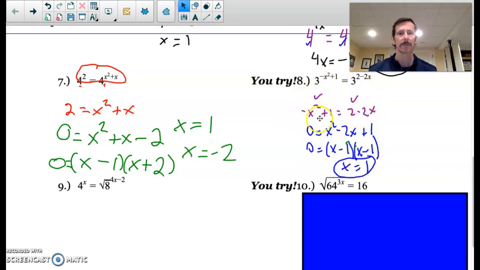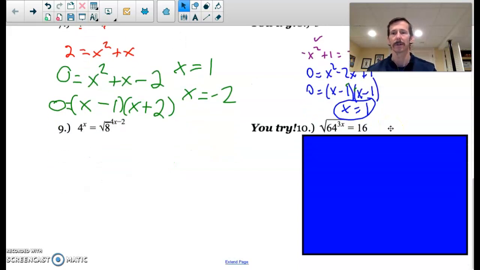Bases are the same, you set them equal. I moved all of this stuff to the right because I hate a negative x squared. So I added x squared, there it is, and I subtracted 1. And when I subtracted 1 from that, it became 1. I put it in standard form. I factored it. In this case, it's a square binomial, so x equals 1.